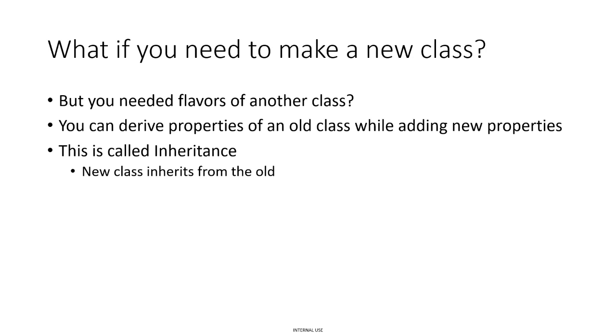So you can derive properties from an old class while adding properties for the new class, and you can do this via inheritance. Basically, inheritance is where a new class inherits from an old class. You have a parent-child or a main class and subclass relationship.